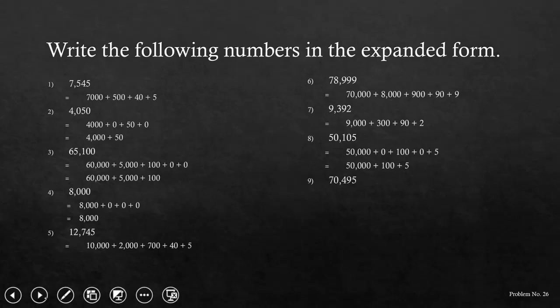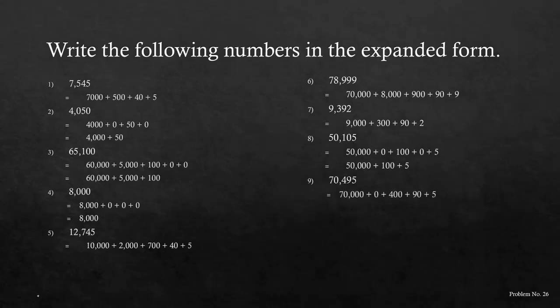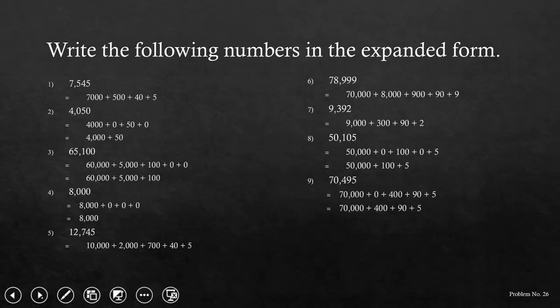Now next problem is 70,495. Place value of this 7 is 70,000, place value of 0 is 0, place value of 4 is 400, place value of 9 is 90, place value of 5 is 5. So expanded form can be 70,000 plus 0 plus 400 plus 90 and plus 5. By omitting 0, we can rewrite it as 70,000 plus 400 plus 90 plus 5.